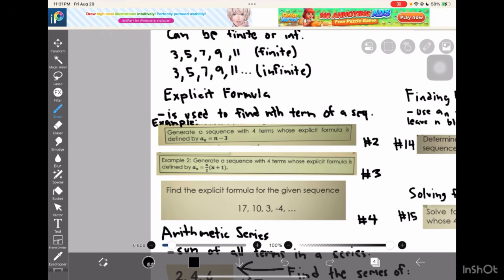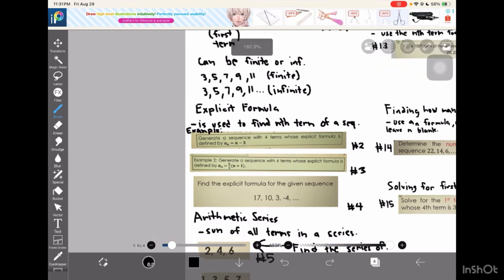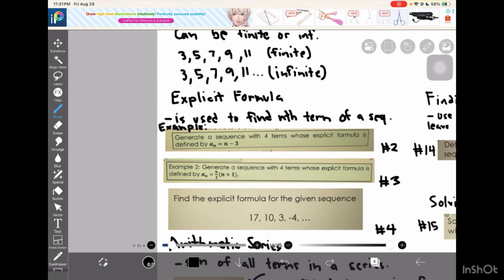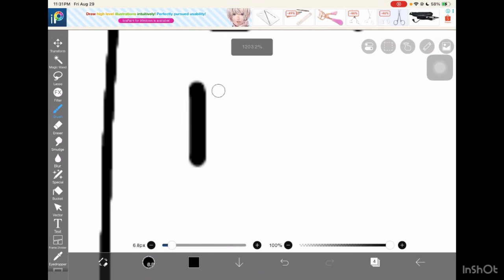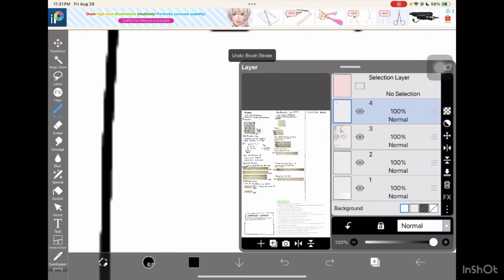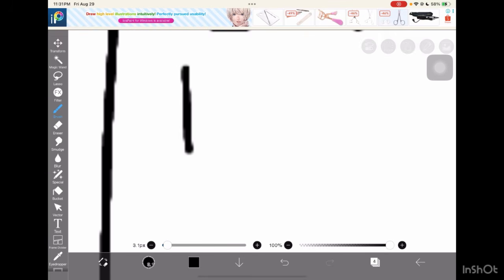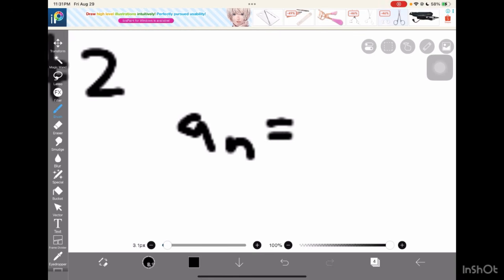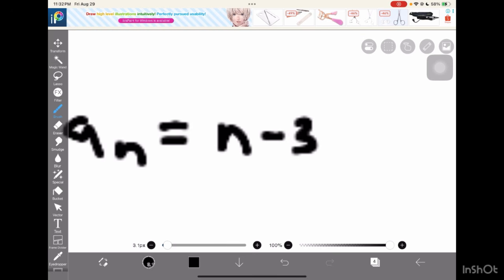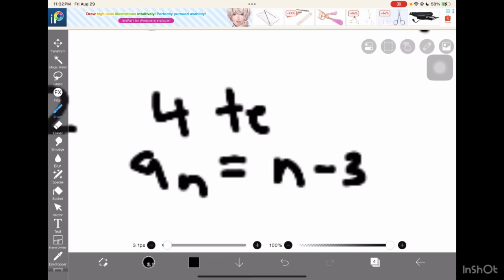Here we have number 2. Let's generate a sequence with 4 terms whose explicit formula is defined by a sub n is equal to n minus 3. So let's put this in our solution board. This is for number 2. We are given that a sub n is equal to n minus 3, and we want 4 terms.